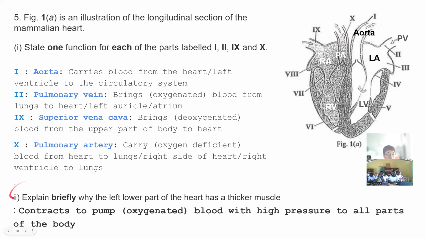And number 2, explain briefly why the left lower part of the heart has a thicker muscle. So the left lower part, probably talking about this part over here, it's thicker because it contracts to pump oxygenated blood with high pressure to all parts of the body. It requires a lot of muscle to pump the blood. High pressure.